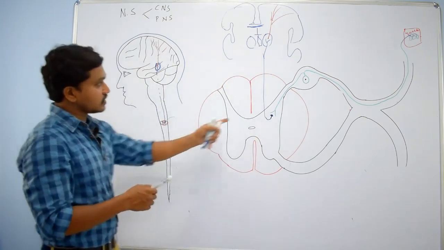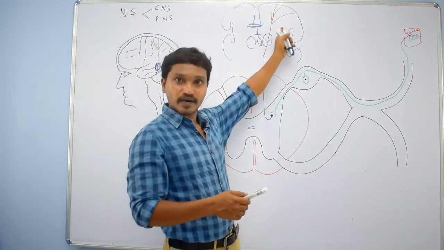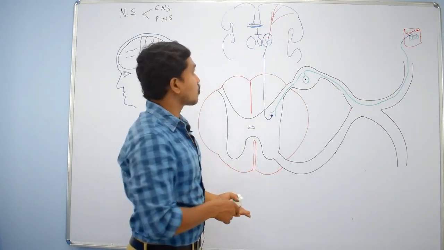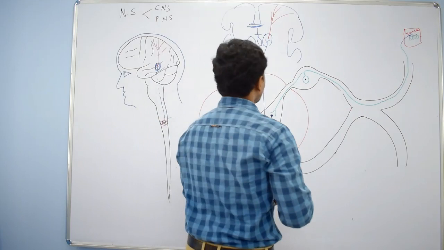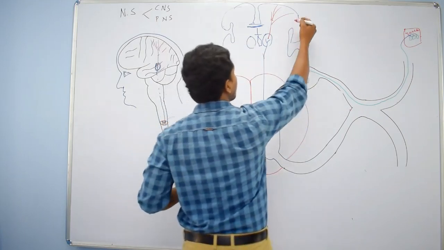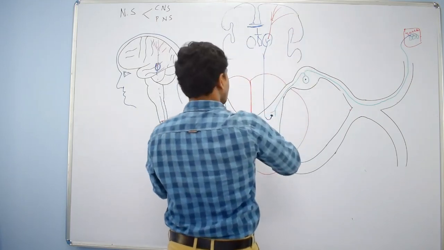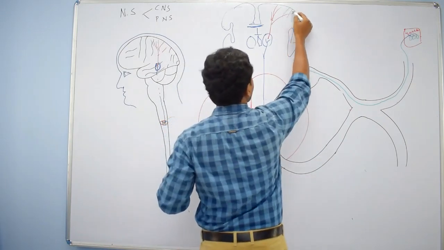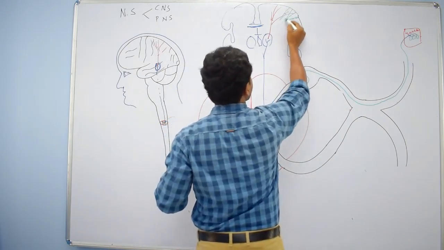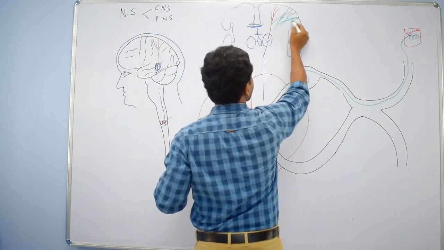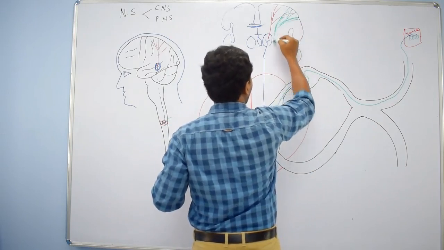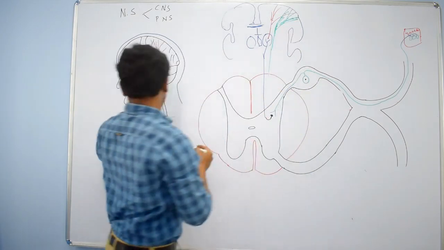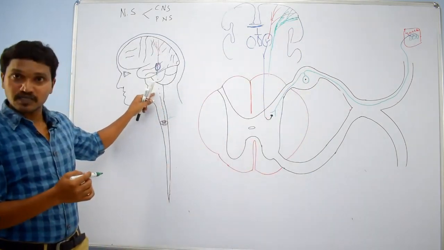See here, this information reaches the brain. The brain will interpret and send motor impulses. These motor impulses will come down from the brain, that means the motor cortex, and pass through the internal capsule and enter into, what is this, the brainstem.